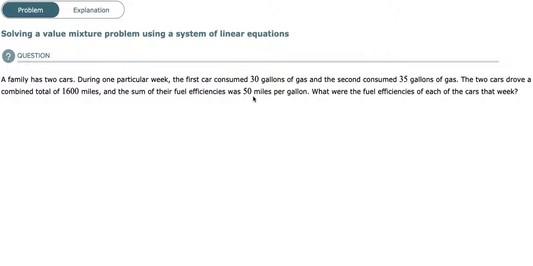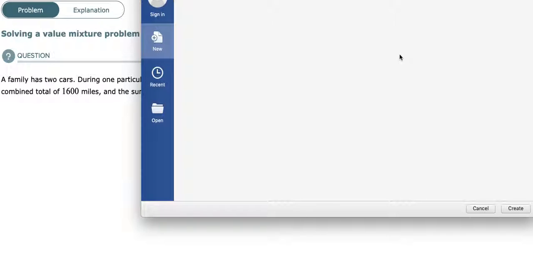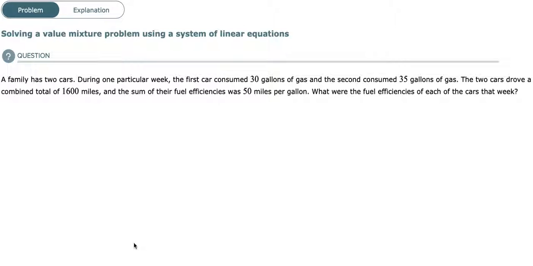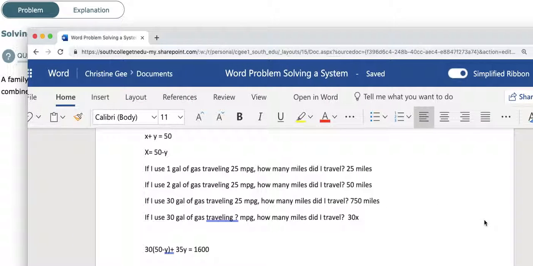So we don't know the miles per gallon for car one, and we don't know the miles per gallon for the second car. We just know how many gallons of gas they used. So we can set this up and start looking at some things.